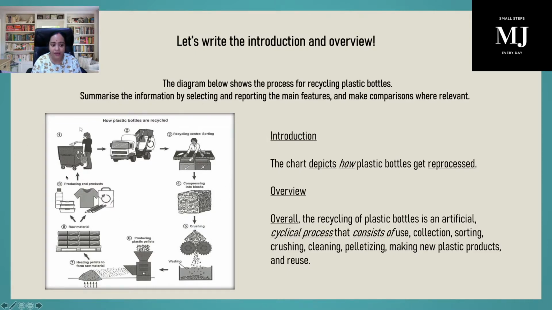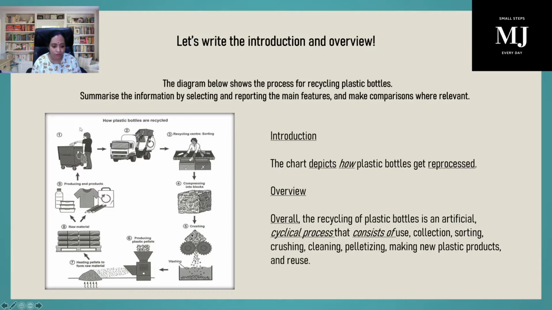It's coming back. See, after 9 also you have the arrow coming back to stage 1. So it's a cyclic one. That is why overall, the recycling of plastic bottles is an artificial, cyclical process. Okay? That consists of, now we will tell the names of the stages. Consists of use, collection. So because you're using, then after that only you're throwing in the garbage can. After that, this vehicle is coming to collect it. So collection. Sorting, you can see as a third stage.